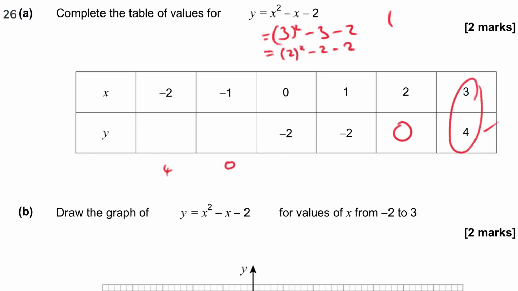So put minus 1 in: minus 1 squared minus negative 1 minus 2. Negative 1 squared is positive 1. Take away negative 1 is positive 1. So that's 1 plus 1. Take away 2 is 0. So yeah, that is 0. And then for minus 2: minus 2 squared minus negative 2 minus 2. Negative 2 squared is positive 4. Minus negative 2 is plus 2. So that gives me 6. Take away 2 is 4. Okay, so it is what I thought it was going to be.